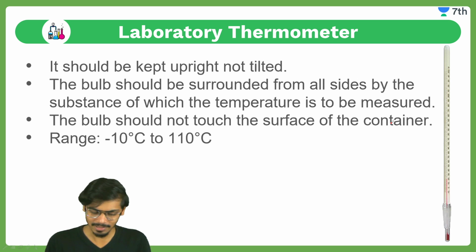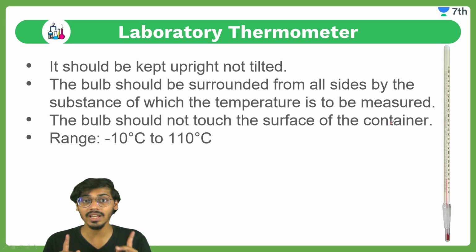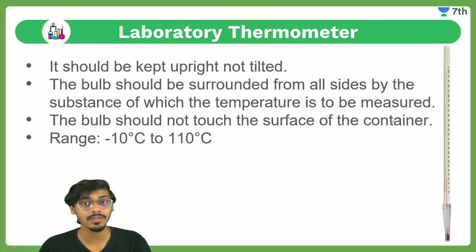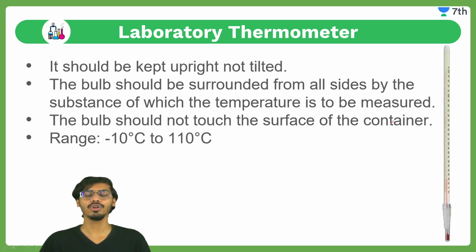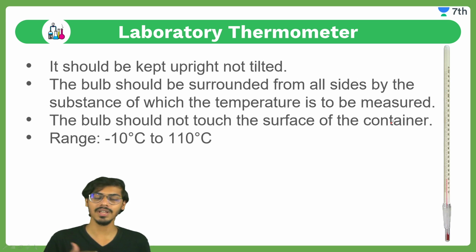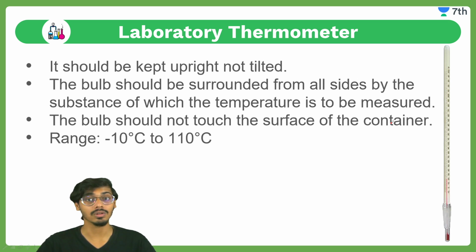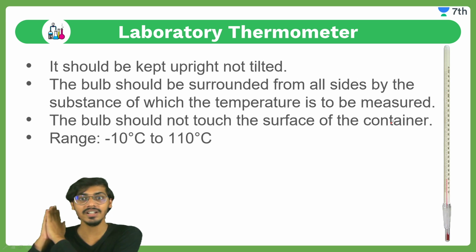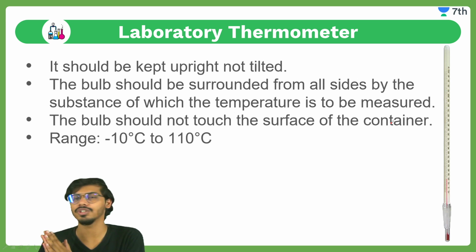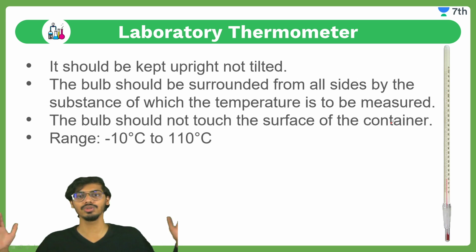एंड देन मैंने बोला था कि इसका रेंज कितना है हमारा क्लिनिकल थर्मोमीटर का, it's from 35 डिग्री सेंटीग्रेड to, yes, it's from 35 to 42 डिग्री सेंटीग्रेड. बट इफ आई वांट टू मेजर समथिंग जिसका टेम्परेचर उससे कम या ज्यादा होगा, तो मैं क्या यूज करूंगा फिर? फॉर दैट वी हैव दिस स्पेशल थर्मोमीटर कॉल्ड लेबोरेटरी थर्मोमीटर, एंड इसका जो रेंज है, it's range is from -10 डिग्री सेंटीग्रेड to 110 डिग्री सेंटीग्रेड, which is a huge range.